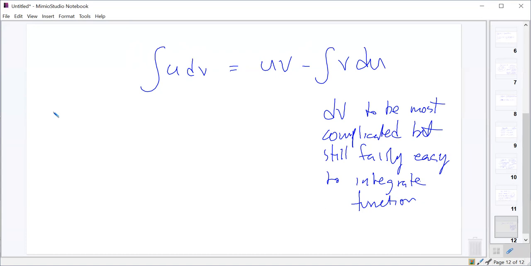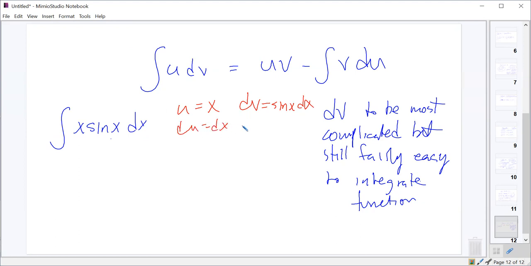If we had something like the integral of x sine x dx, we'd look at this and say, well, there's 2 different functions in here. There's x and there's sine x. The one that is easy to integrate but more complicated is the sine x function. So we would let u equal x. We would let dv be our sine x dx. And du would just be dx. And v would be the integral of sine, which would be negative cosine x.